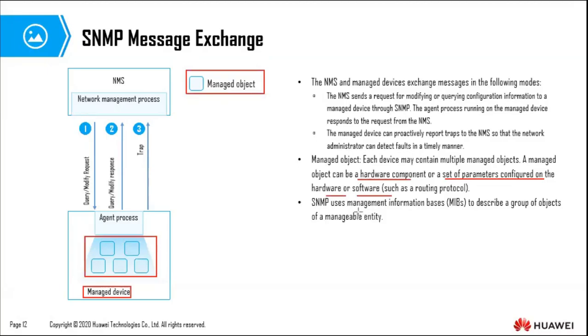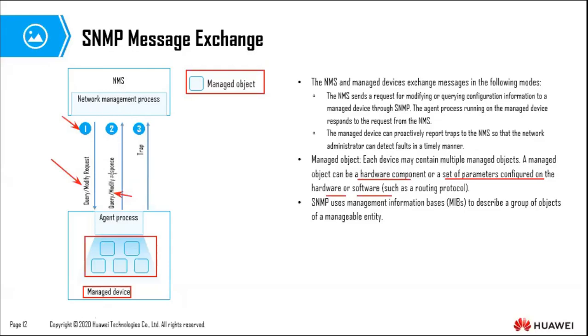Now, what happens is this. Your NMS is going to send a query or modify request. That is what we are seeing here in step number one. Then the agent process is going to respond with a query or modify response. So that's how they communicate. Hey, change this IP address to this. Then this one says, okay, I have changed. Are you getting the point?